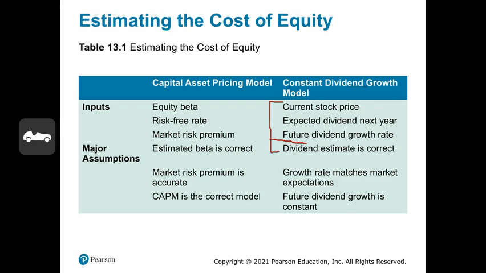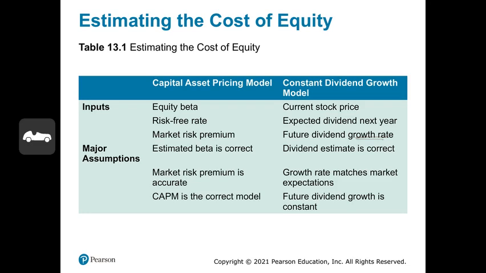We need the current stock price, we need the expected dividend next year, and the future dividend growth rate, right? And when we're looking into the crystal ball, we don't have any evidence that we know what's going to happen in the future. We can only base that on what we know has happened in the past.